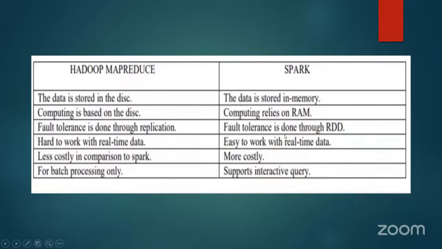The difference between Hadoop MapReduce and Spark is that in Hadoop data is stored on the disk and everything is done on the disk, whereas in Spark the data is stored in memory and everything is in memory. There we are using replication to get high availability of the data. Here we are using RDD. Spark is a little bit costlier than Hadoop MapReduce. And Hadoop is for batch processing, while Spark supports both streaming and batch. That is the difference between Hadoop MapReduce and Spark.